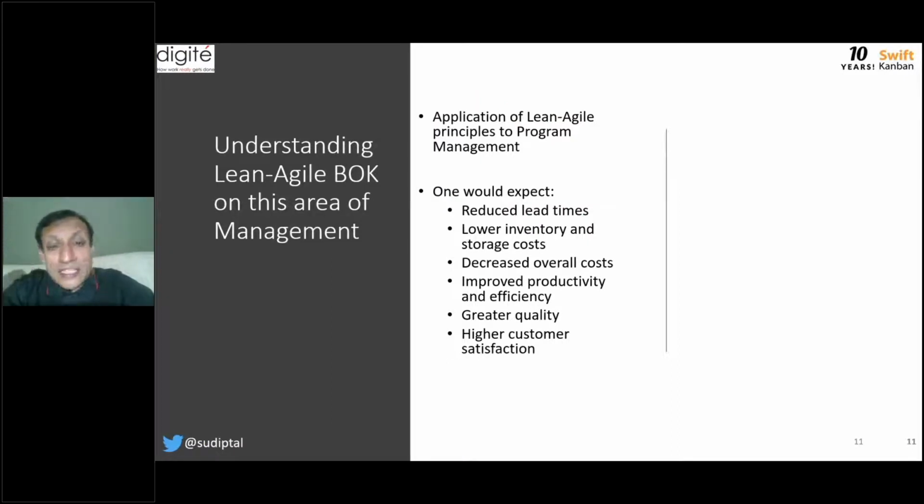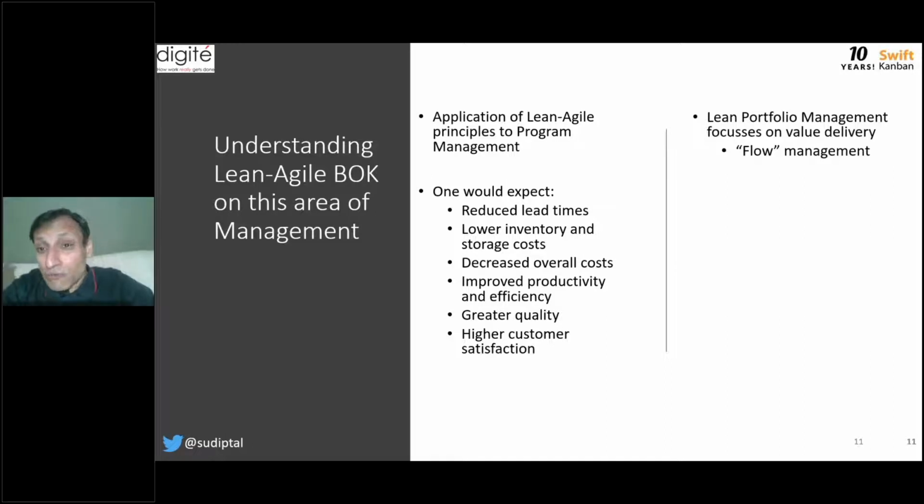If you apply lean agile principles to program management, you would generally expect these things, right? You would expect reduced lead times, lower inventory costs. By inventory costs, I mean how many items you're working on at any given point of time, improved productivity, greater quality, higher customer satisfaction because you're continuously taking feedback. And definitely lean portfolio management typically has focused around one of these dimensions, which is focusing value.